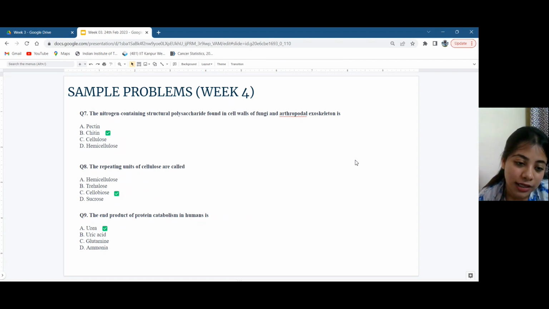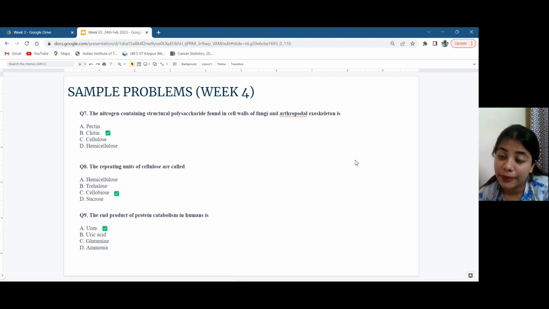Then comes the end product of protein catabolism in humans. So again, a very direct question. The options here are urea, uric acid, glutamine, and ammonia.